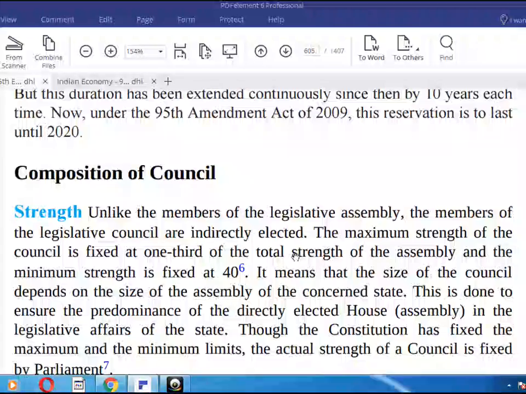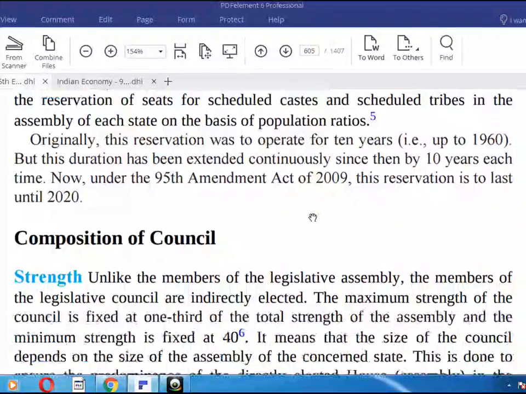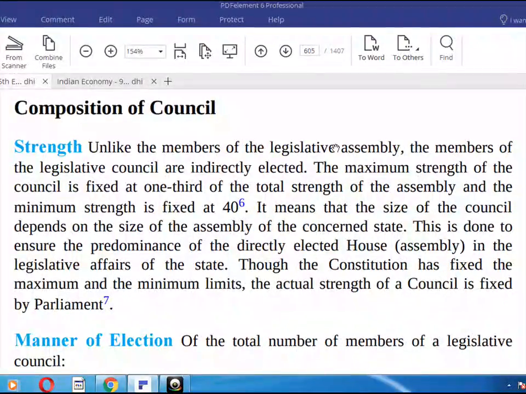The composition of the council, strength. Unlike the members of the Legislative Assembly, the members of the Legislative Council are indirectly elected. The maximum number of the council is fixed at one-third of the total strength of the Assembly, and the minimum strength of the council is fixed at 40. So it means that the size of the council depends on the size of the assembly of the concerned state.